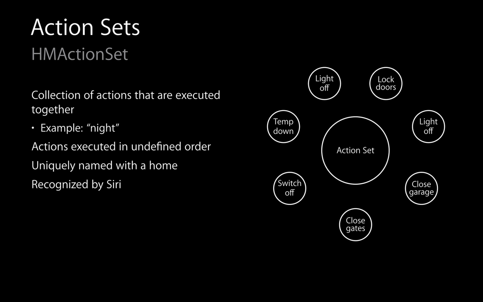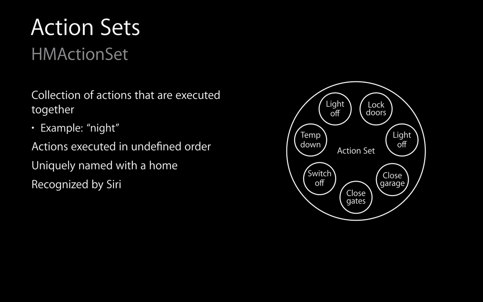So how this works is we take a bunch of actions, where actions are something you're going to do to an accessory, and we group those together into an action set. So for example, night. We might have a night action set or a night scene. And so this night action set might turn off all your lights, lock your door, close your garage, turn the thermostat down. And that can be grouped together to be easily referred to for the user and easily executed all at once.